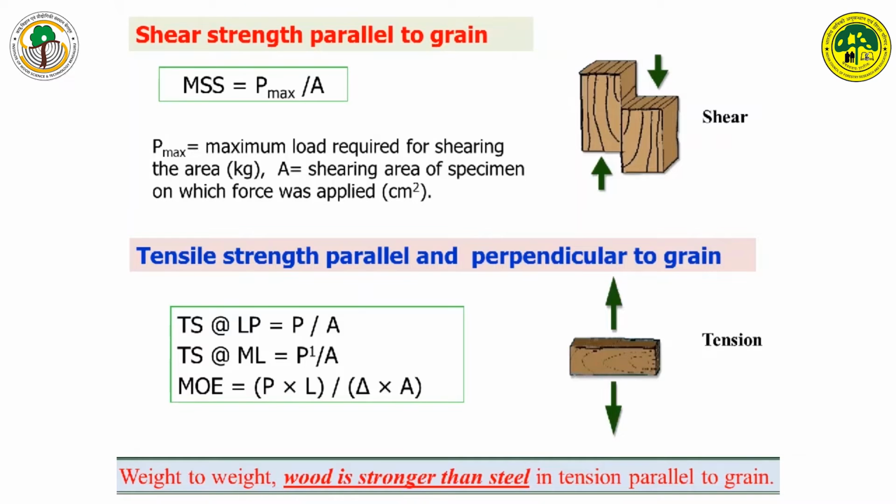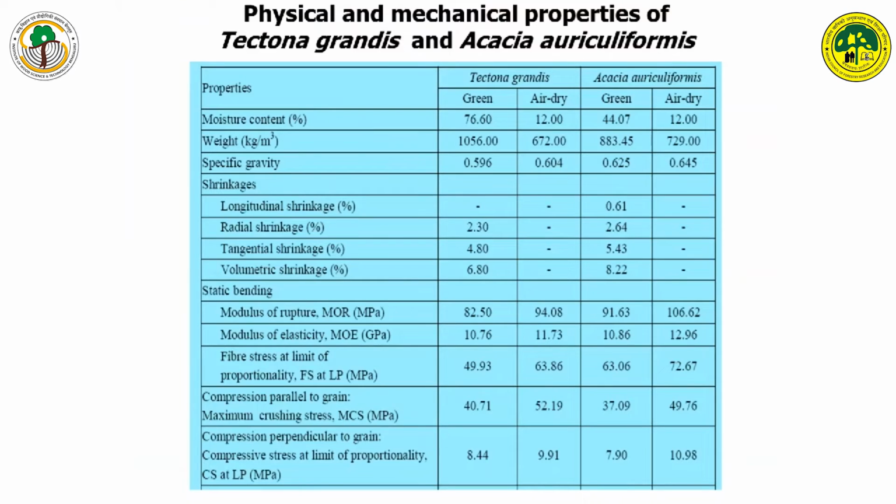And for all this, we are using the universal testing machine. It is called the Universal Timber Testing Machine, UTM. Using different types of fixtures, we can test the wood as per the Indian standard. So weight to weight, wood is stronger than steel in case of tension parallel to grain, when we test the wood. This kind of comparison we can make.